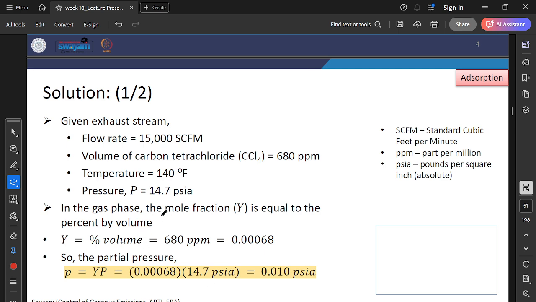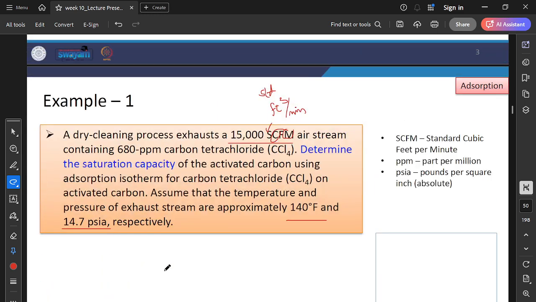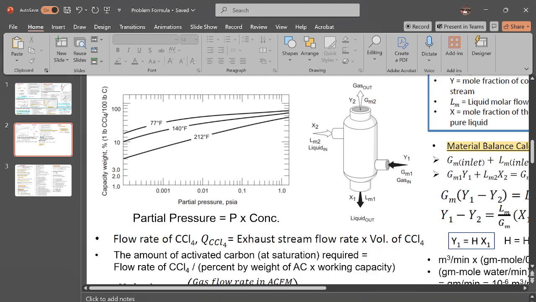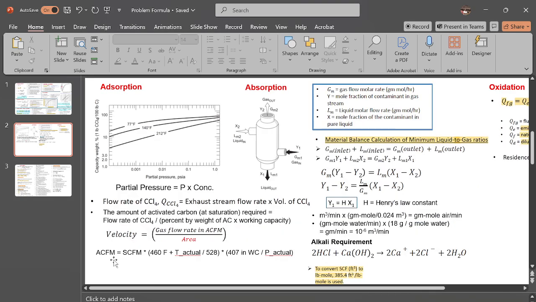Yeah. One second, one second. They asked us to find the saturation capacity. What's the formula for saturation capacity here? Absorption capacity is based on the partial pressure.